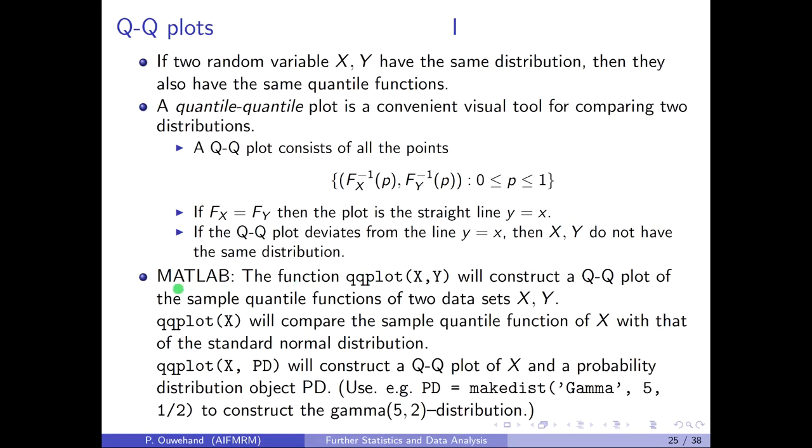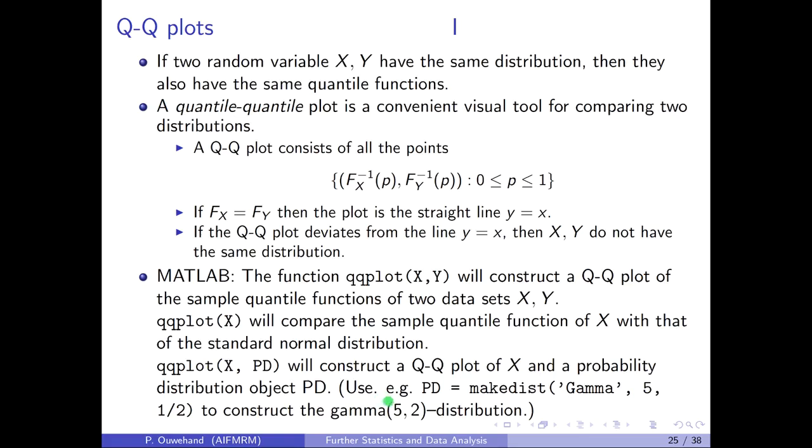Now MATLAB has this built in. The function qqplot(x,y) will construct a QQ plot of the sample quantile functions of two datasets x and y. qqplot(x) will compare the sample quantile function of x with that of the standard normal distribution. And qqplot(x,PD) will construct a QQ plot of x and a probability distribution object PD. So have a look at MATLAB's documentation to learn more about probability distribution objects.